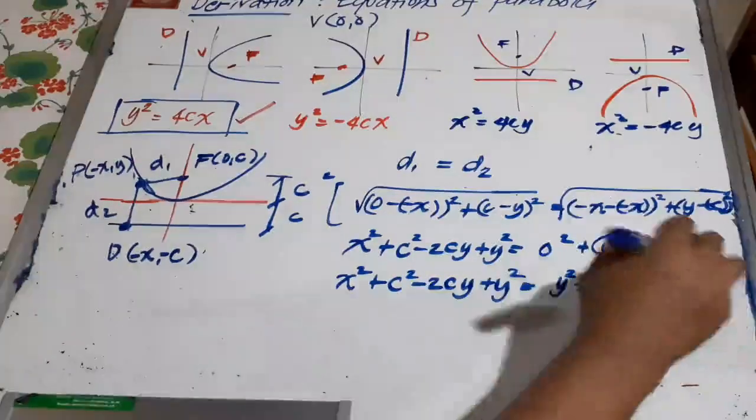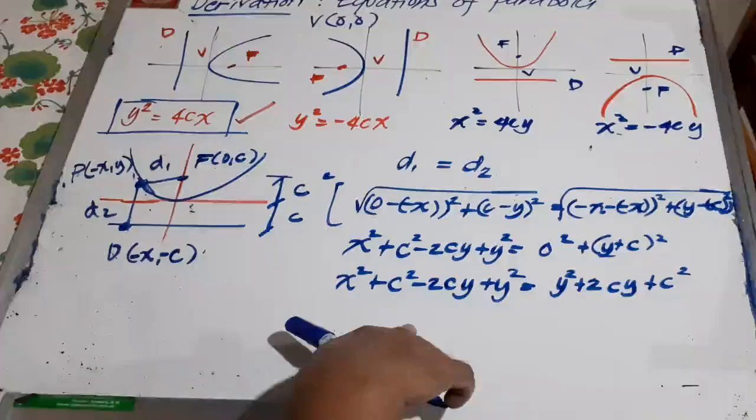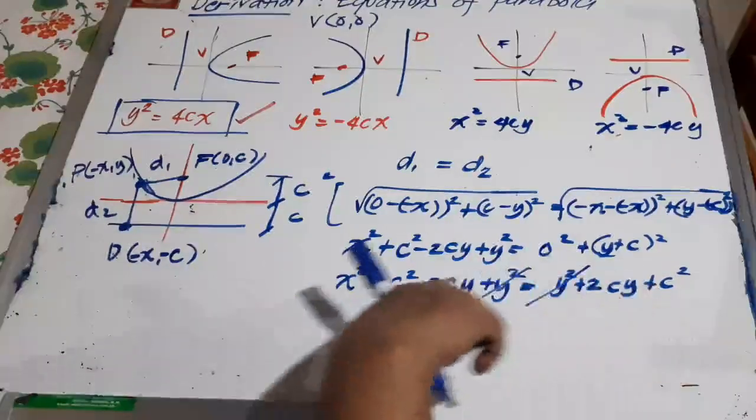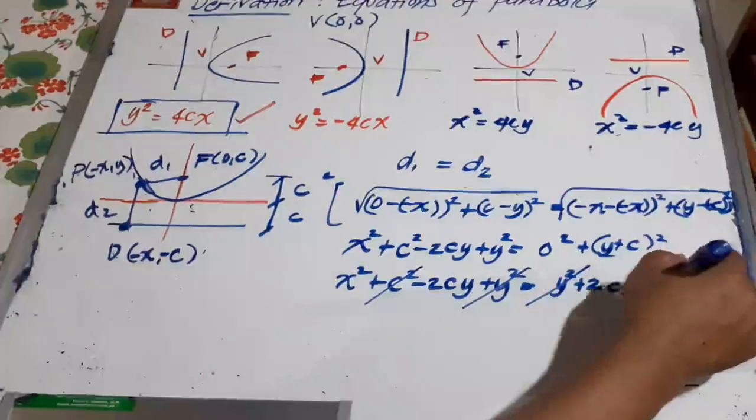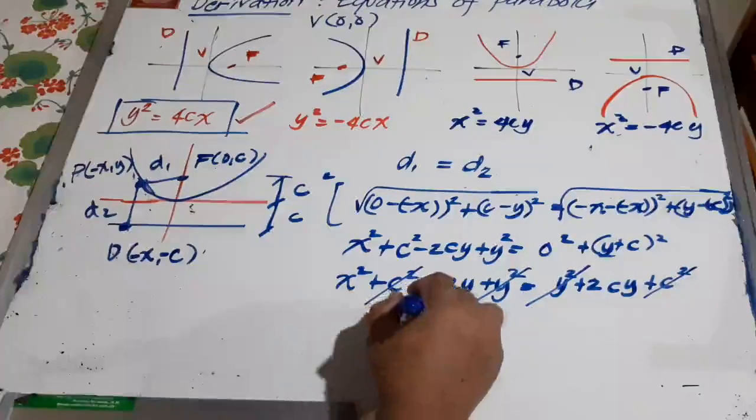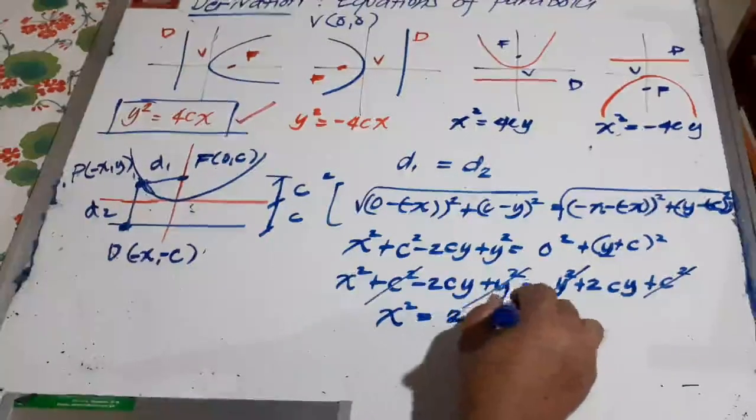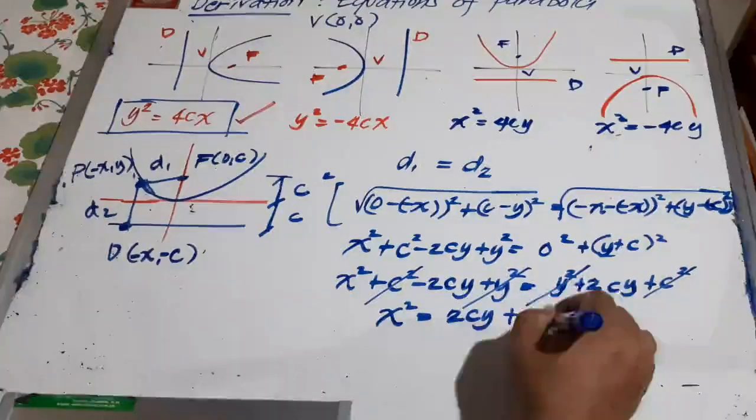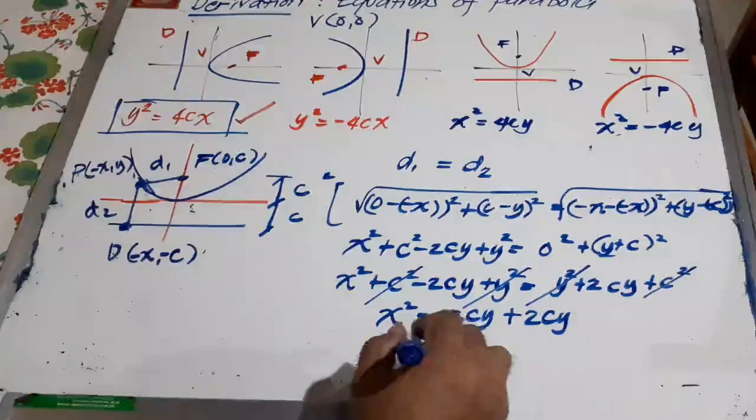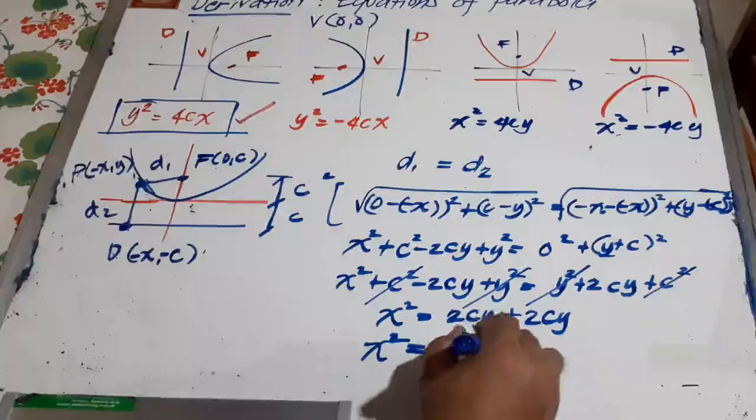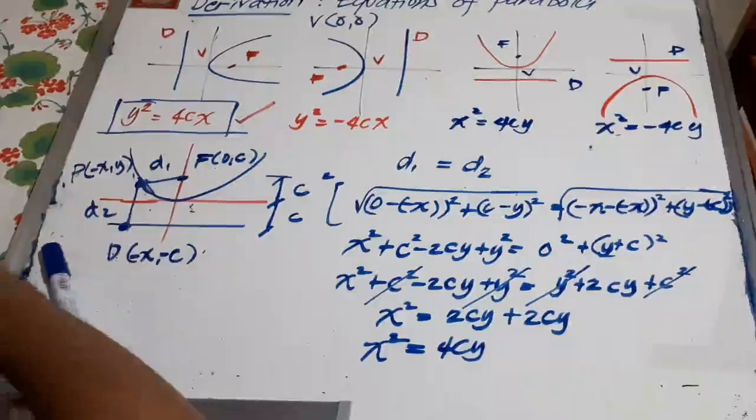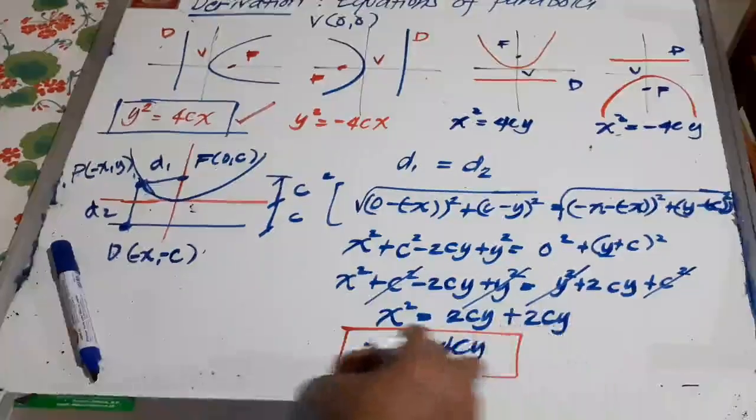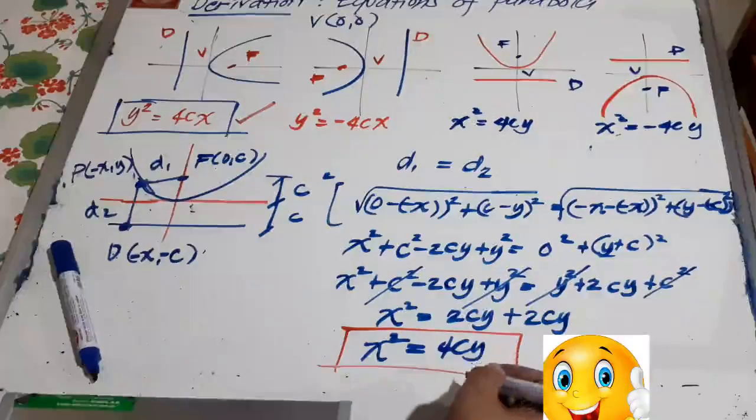plus c squared. Now, if we transpose y squared to this side, this will become negative, so makakancel to. And if we transpose c squared to this side, magiging negative yun, so makakancel din to. So, therefore, we have x squared equals 2cy and another 2cy when negative 2cy ay matranspose sa right side of the equation. Therefore, we have x squared equals 4cy as the equation of this parabola. This parabola is a parabola with vertex at the origin opens upward.